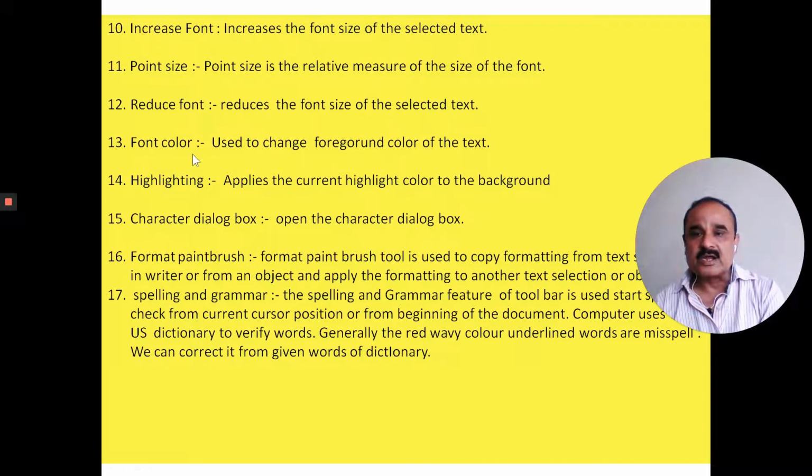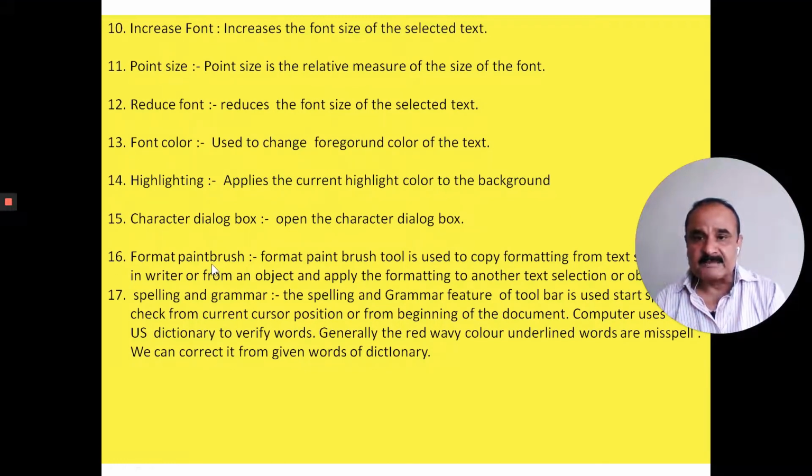The 13th, font color, is used to change the foreground color of the text. It may be blue, black, green, whatever colors are given in the window. In the window text box, you can change it. Highlighting applies the current highlight color to the background. Character dialog box opens the character dialog box.